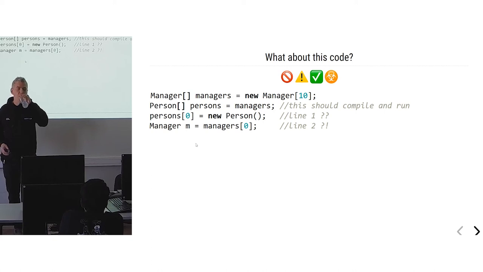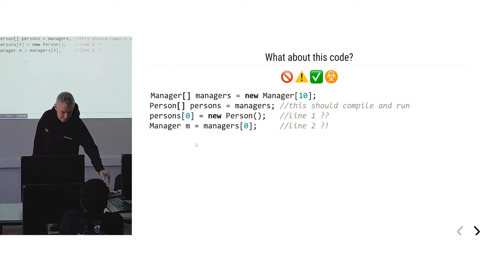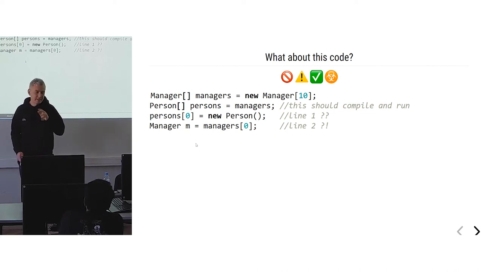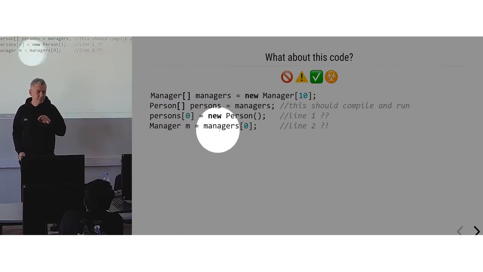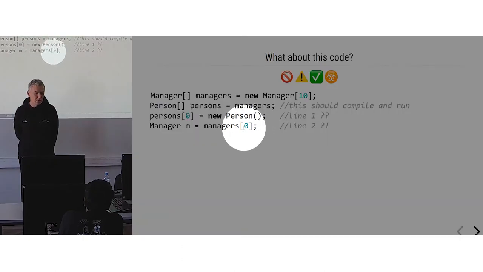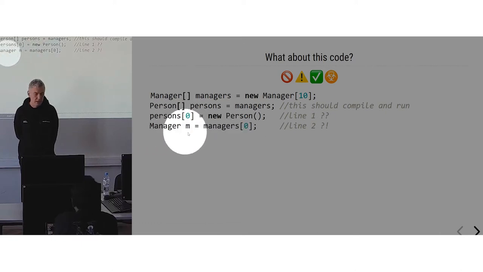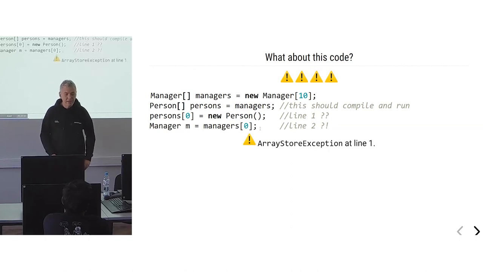Error where? In the runtime, on which line? Line 1 or line 2? Line 2. Okay, so your answer is this one. I understand your reasoning. At this point, we are going to cast the element of the array to manager, because this variable has type manager, and we'll have a type cast exception. So that would be a reasonable guess, but no, we will have an array store exception at line 1.